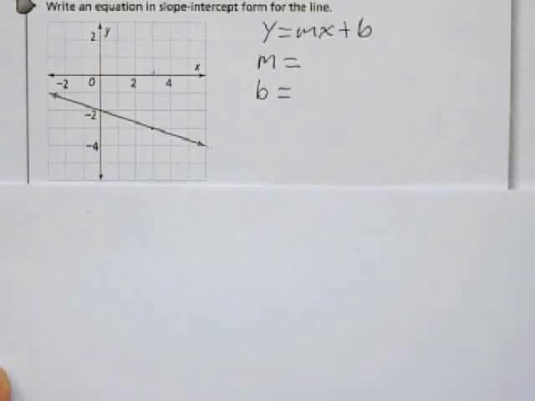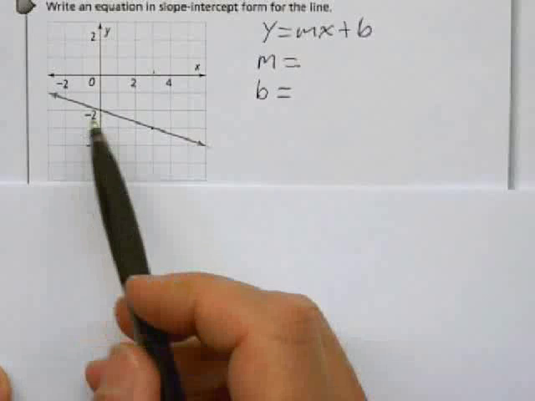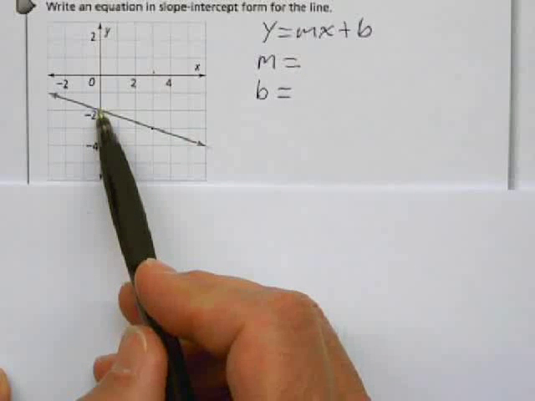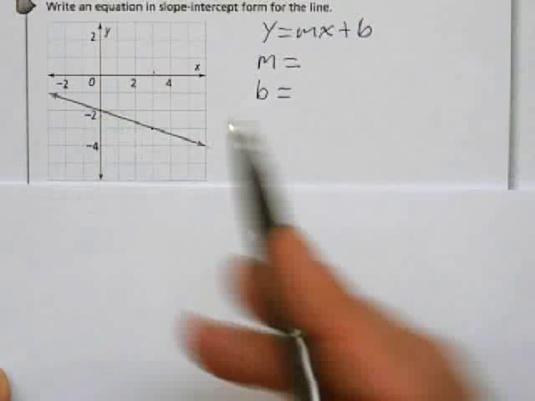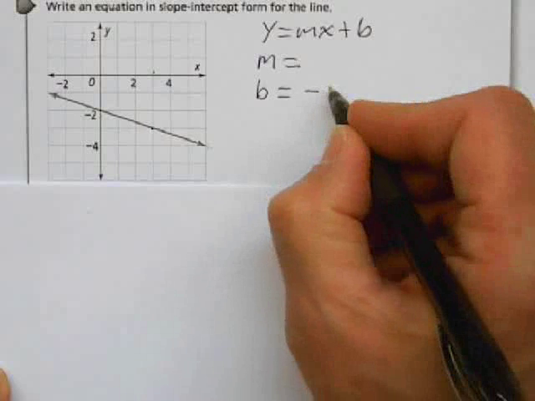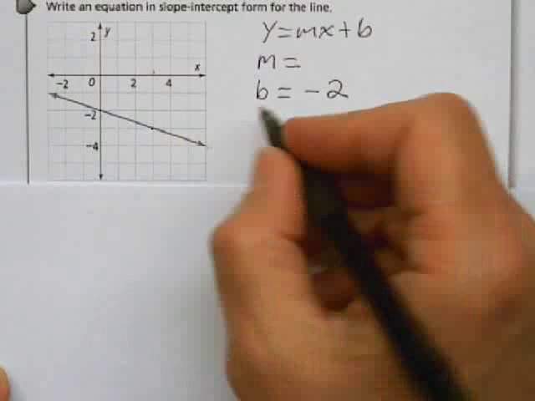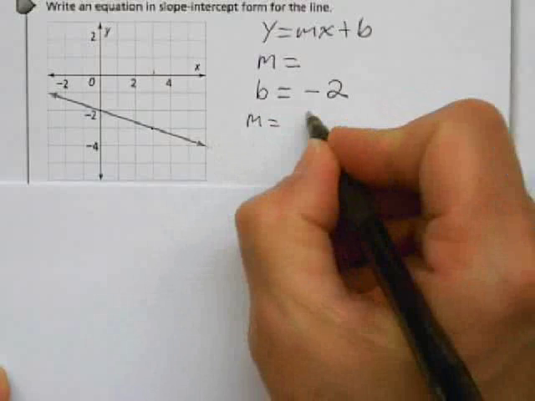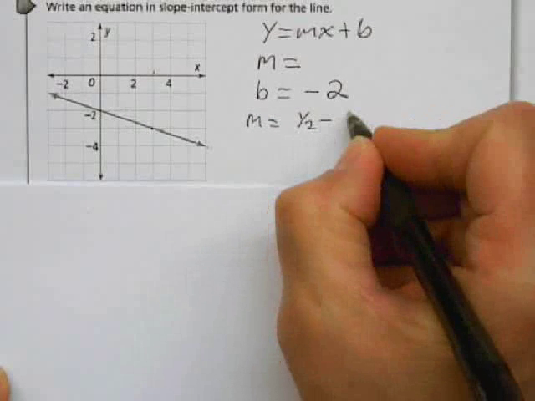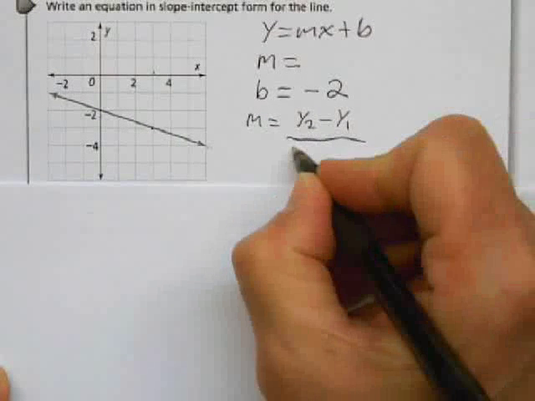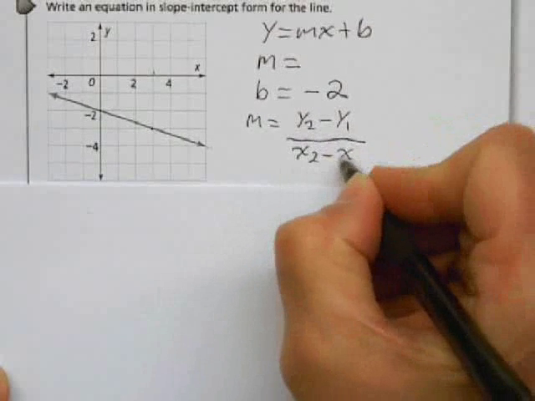The y-intercept for this line is right here, and this point, of course, is -2. And I can say that the y-intercept is -2. All right, there are lots of ways that we can find slope. The way I'm going to choose is to use the slope formula, which of course is m equals y2 minus y1 all over x2 minus x1.